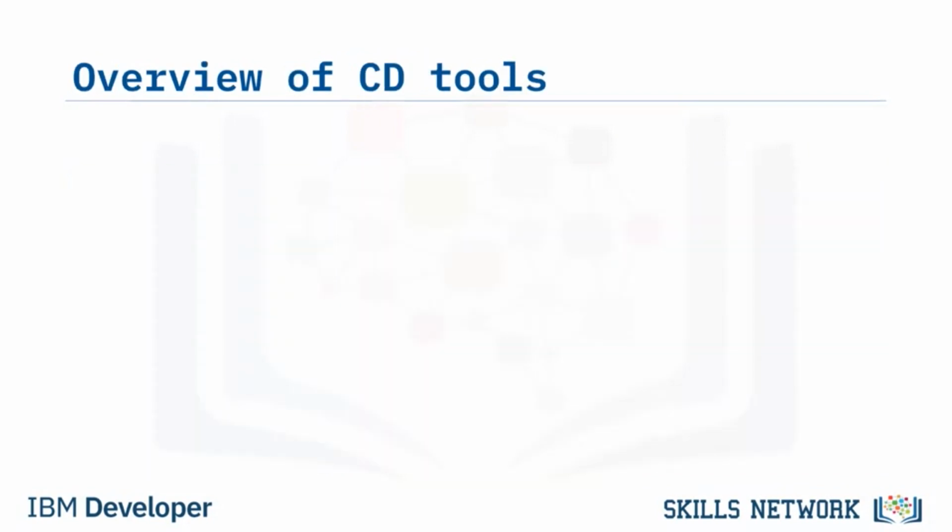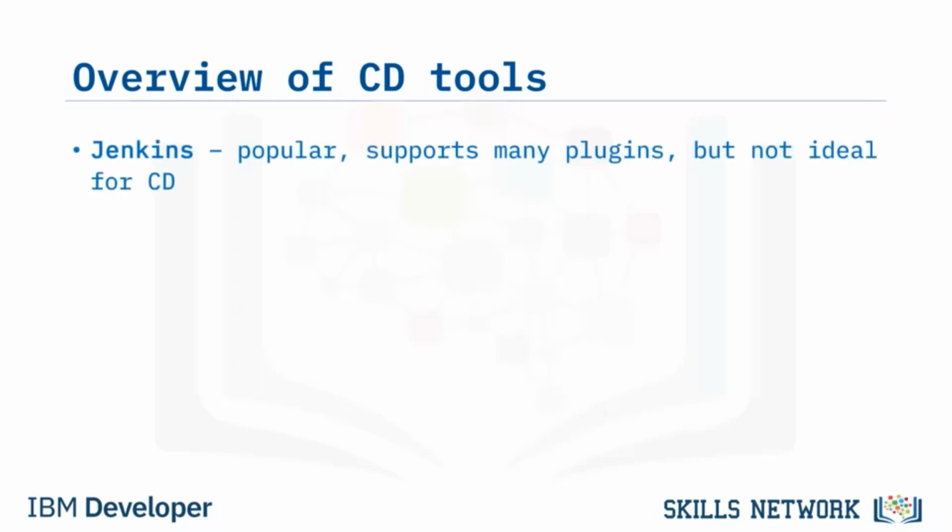There are many tools available to the average developer for performing continuous delivery. Jenkins is one of the older CI/CD tools on the market and one of the most popular. It has a huge community and supports countless plugins, but it's not ideal for CD. Jenkins does not provide visibility into the pipeline process and requires a lot of setup and maintenance, making it uncompetitive compared to other CD tools.